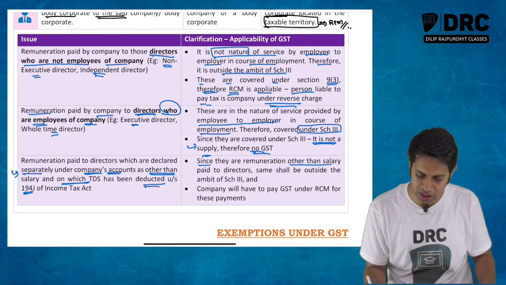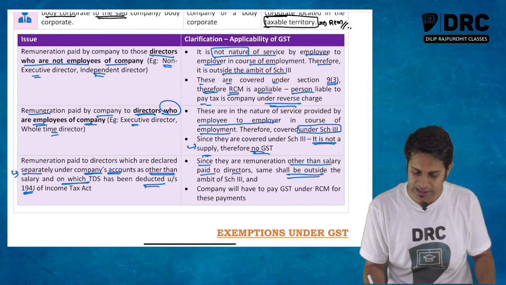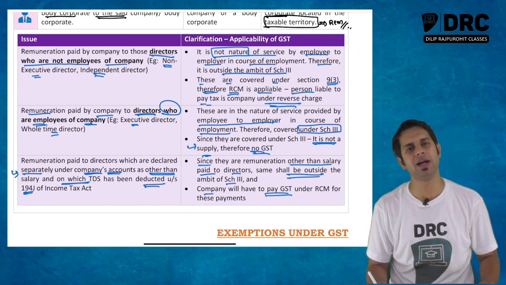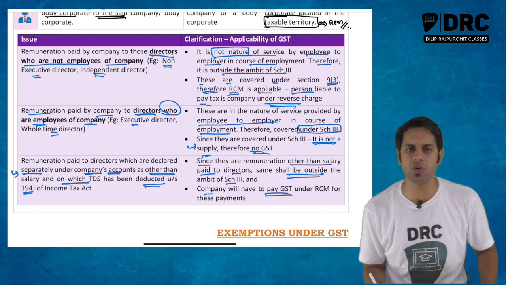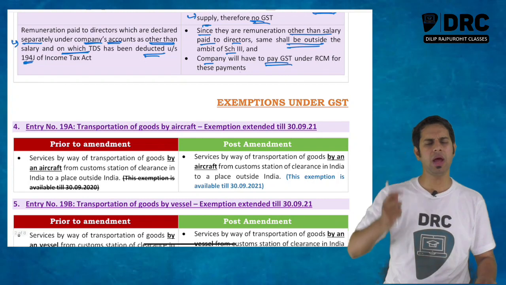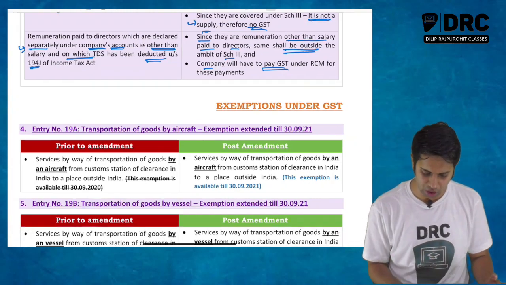Since these are remuneration other than salary paid to directors, the same shall be outside the ambit of Schedule 3, and the company has to pay the taxes under reverse charge mechanism. The company will have to make the payment of taxes under reverse charge mechanism. So this is one more amendment which is made.